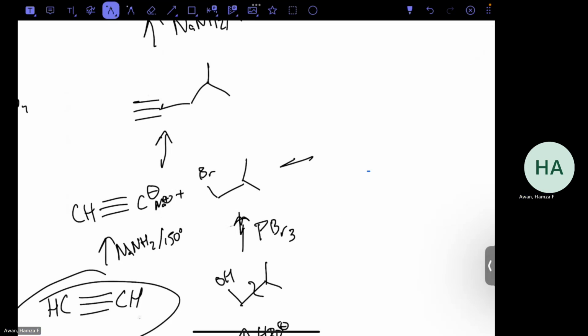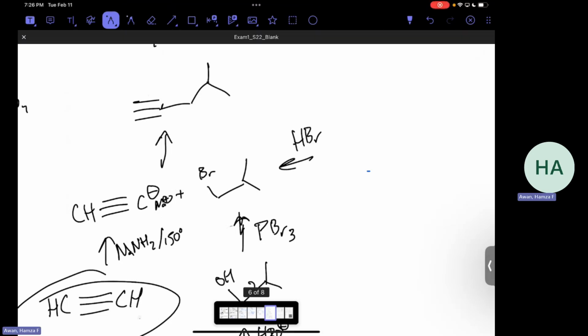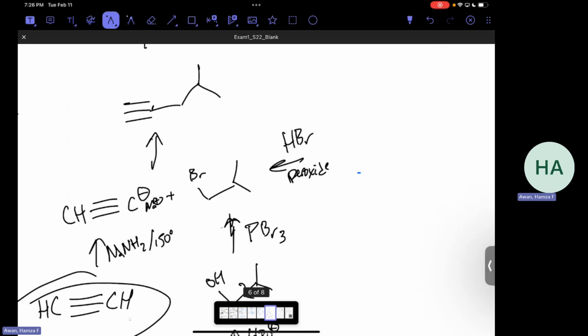So if we were to do HBr/peroxide, so what this does, HBr peroxide, it's an anti-Markovnikov addition.